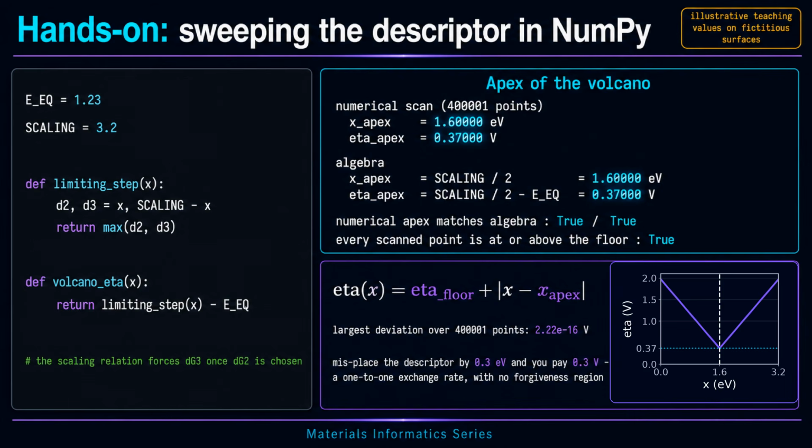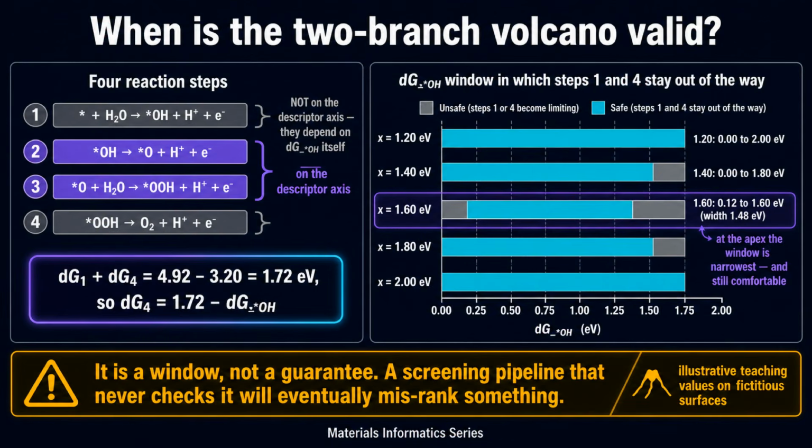The volcano is sharp. One caution, and the code states it explicitly. Steps 1 and 4 are not on the descriptor axis at all. They depend on the OH binding energy itself, and the scaling relation ties them together too. Their sum is 1.72 electron volts. Neither may outgrow the welded pair, which brackets the OH energy inside a window. At the apex, that window runs from 0.12 to 1.60 electron volts, a width of 1.48. Comfortable, which is why the picture works so well in practice, but it is a window, not a guarantee.